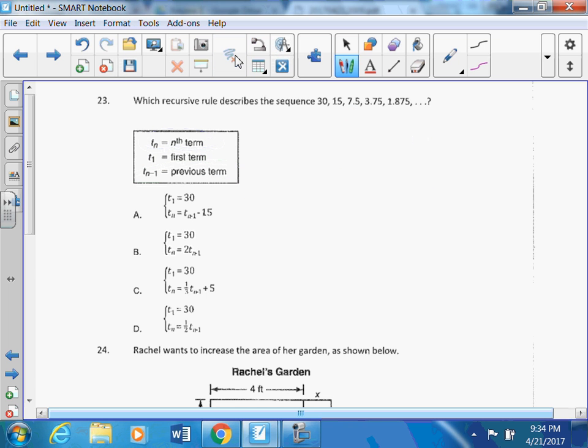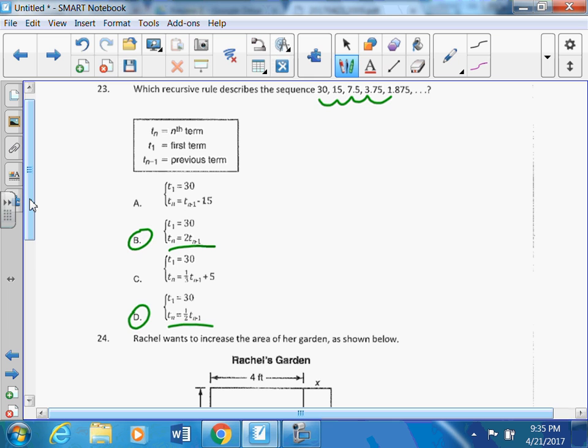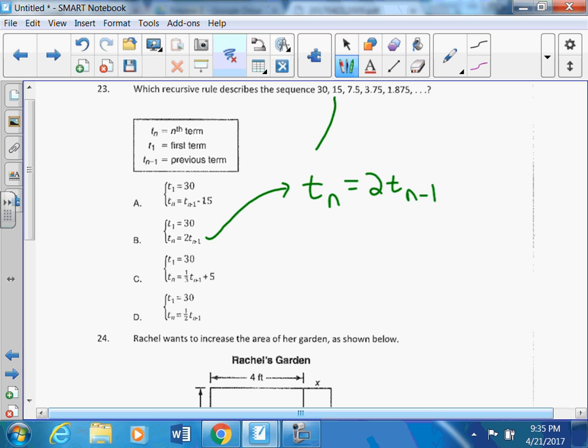And because it looks like we're basically dividing by 2 each time, I'm really thinking it's going to be either B or D. Because here I'm timesing the previous term by 2, and here I'm timesing the previous term by a half. So let's try B. Let's take 15. And I'm going to rewrite this so it's a little bigger so you can see. We have the nth term equals 2 times the previous term, right? So I'm going to plug 15 in for the nth term. The previous term is 30. Is that true? No, that's not true.